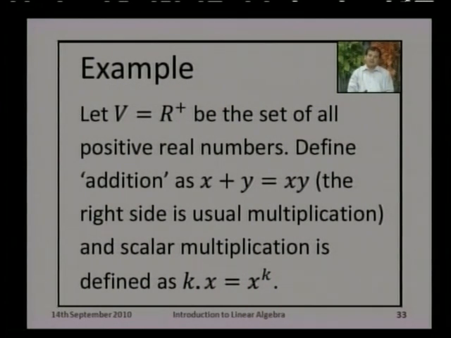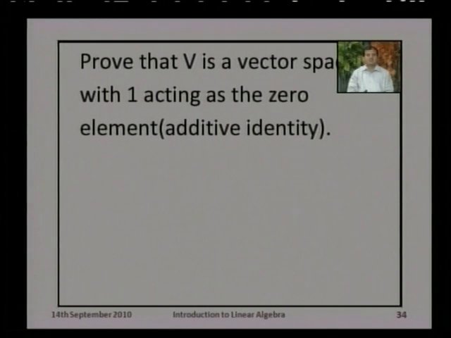And scalar multiplication is defined as k dot x, where x is an element in V, is equal to x power k. Say for example 5 scalar into 7 vector, then 5 dot 7 will be equal to 7 power 5, not 35. Note that it is 7 power 5. So with these two operations you can prove that V is a vector space where 1 will act as the 0 element or the additive identity.